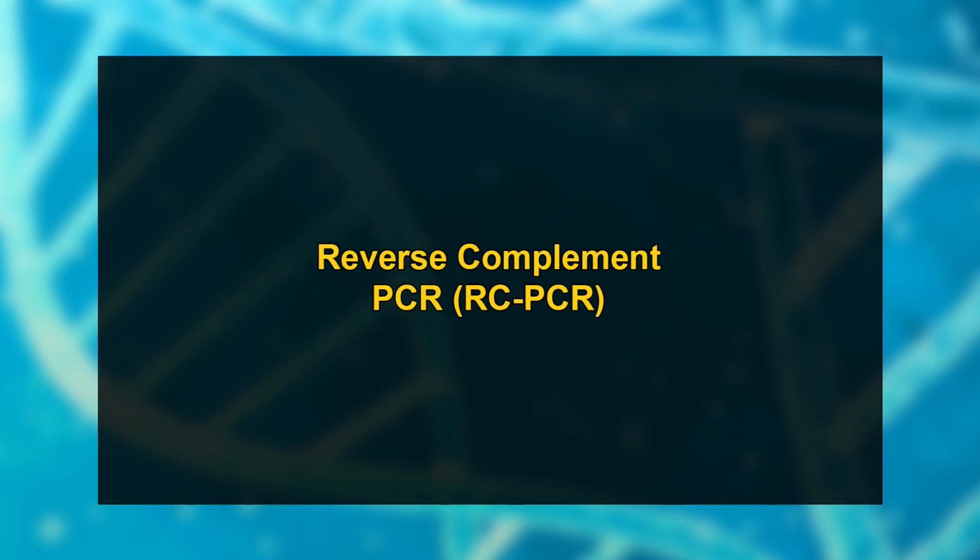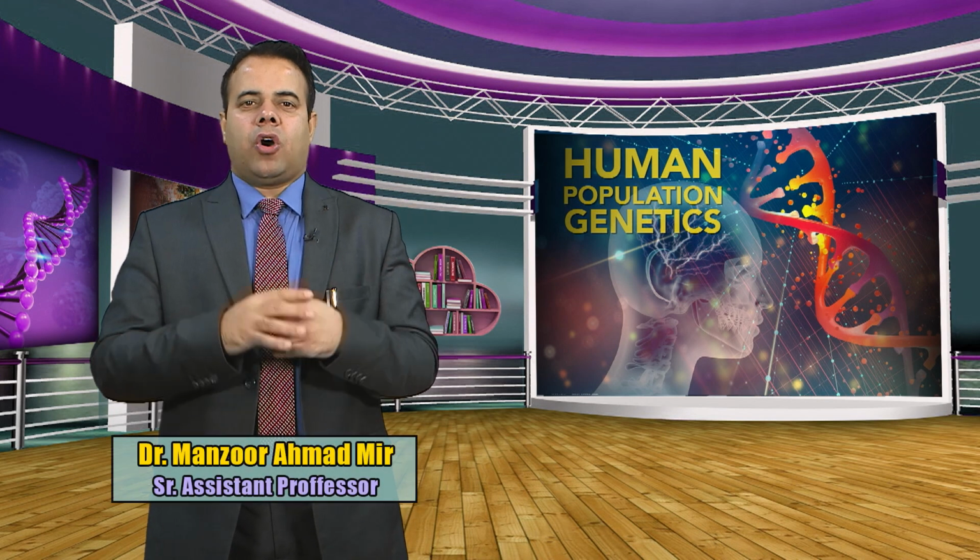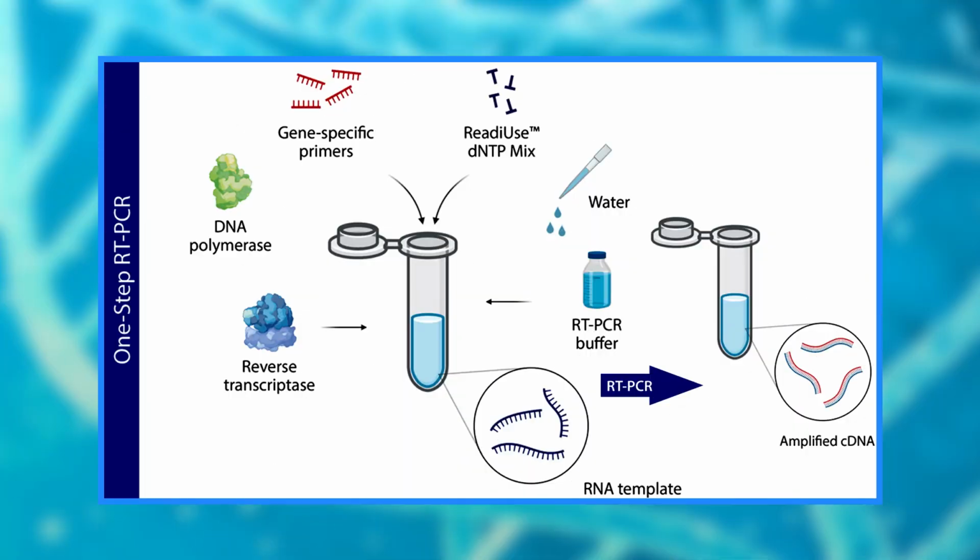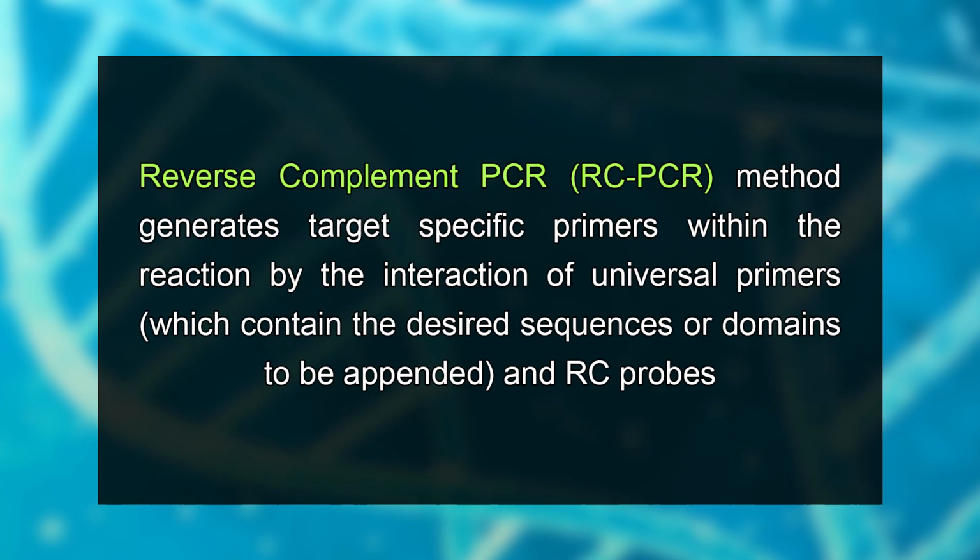The second one is reverse complement PCR or RC-PCR. It allows the addition of functional domains or sequences of choice to be appended independently to either end of the generated amplicon in a single closed tube reaction. This method generates target-specific primers within the reaction by the interaction of universal primers, which contain the desired sequences or domains to be appended, and RC probes.